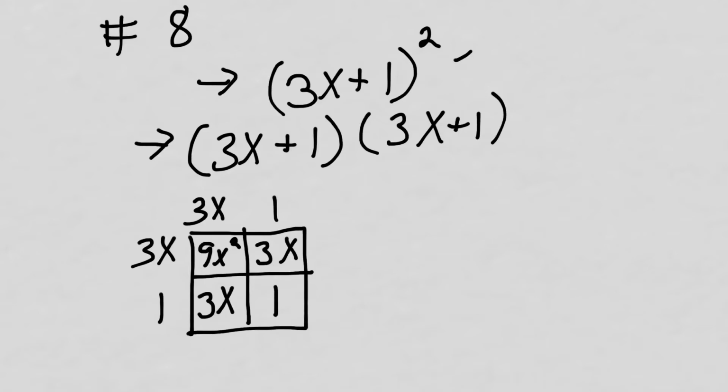All right, we have to combine these like terms now to finish off this problem. I bring out my 9x squared. 3x plus 3x is going to give me 6x. And bring down the 1. There's my final answer, 9x squared plus 6x plus 1.